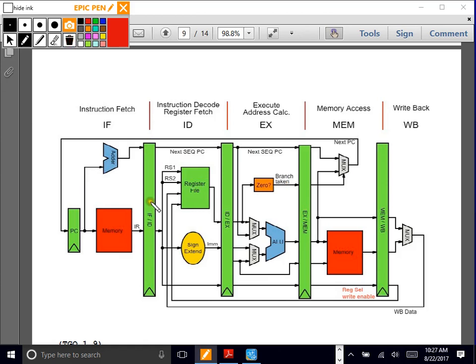So here, these buffers, so IFID, this is the buffer between instruction fetch and instruction decode. So the instruction comes out here. Clock cycle occurs. It moves on past the buffer. So then it goes to the control signal, register RS1 and RS2.